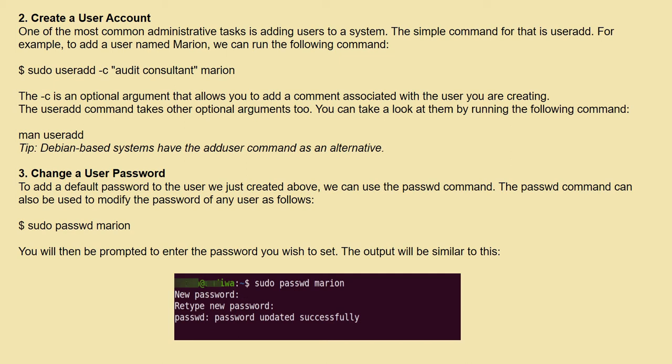Okay, now go for the next one, that is changing a user password. So how are you able to change the user password? To add a default password to the user we just created above. In such a manner we are creating the user by using the useradd command. Then we can use the passwd command. The passwd command can also be used to modify the password of any user. So how are we able to change the password? Go for this command, sudo passwd, then Marion. We will then be prompted to enter the password we wish to set.